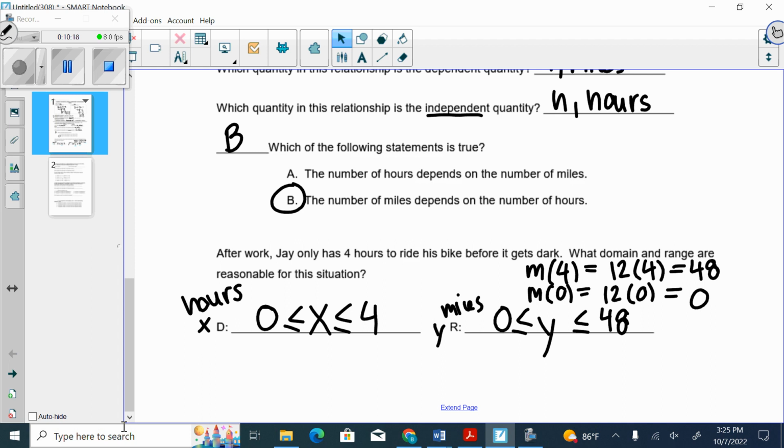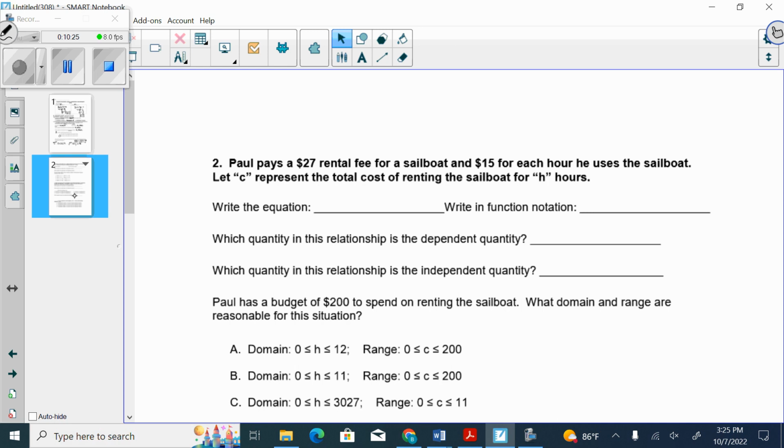All right? Okay, once you have that, if you will flip it over onto the back, it says Paul pays a $27 rental fee for a sailboat and $15 for each hour that he uses the sailboat. Let C represent the total cost of renting the sailboat for H hours. And we're going to write the equation. Okay, so the two variables they told us that we're using this time is C for cost, right? And H for hours.